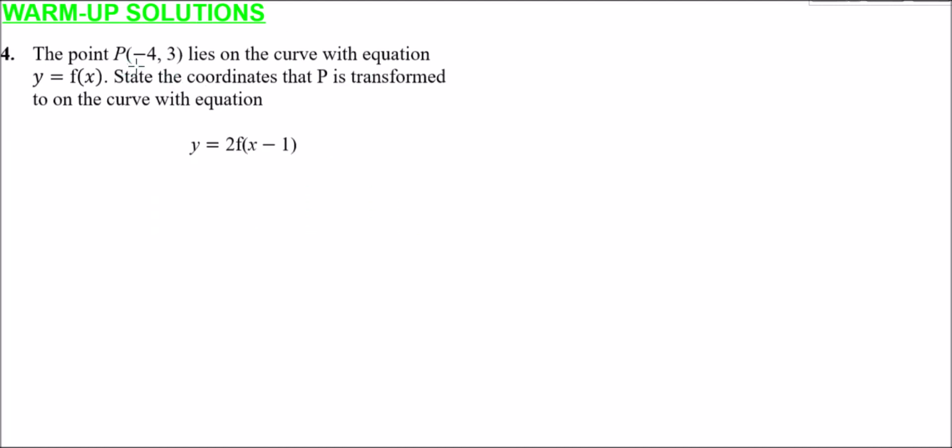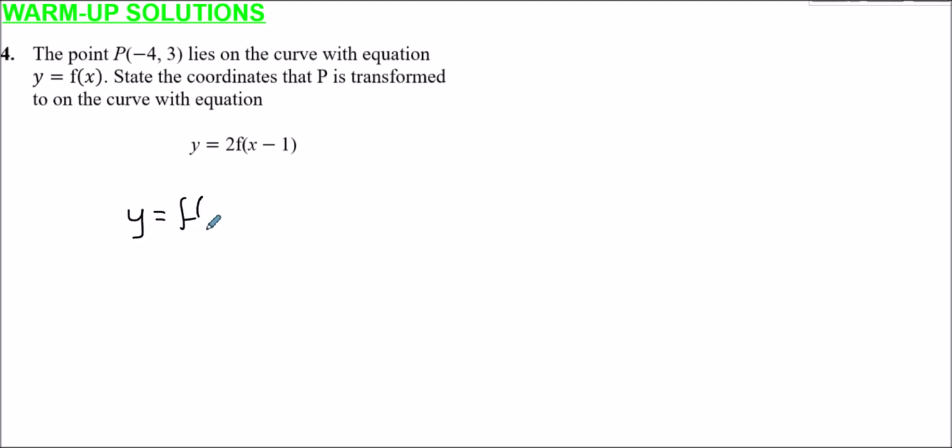So we have here point P, which is minus 4, 3. It lies on a curve with equation y equals f of x. So state the coordinates that P is transformed to on the curve with this equation. Now this is almost a nod towards year 13. They've got more than one transformation to contend with.